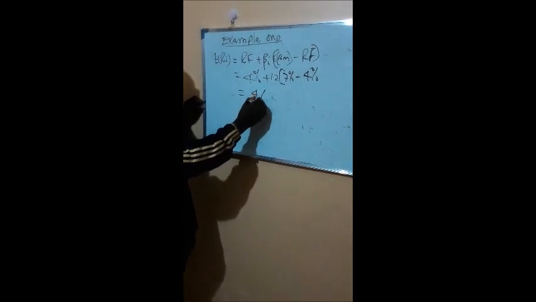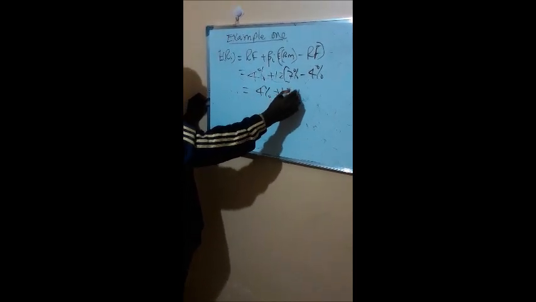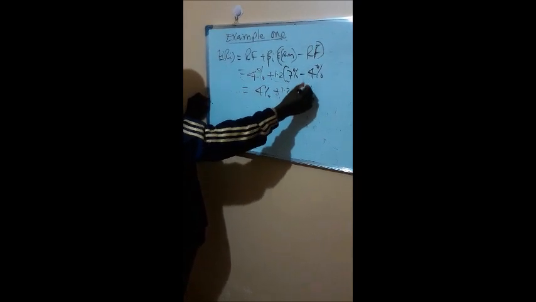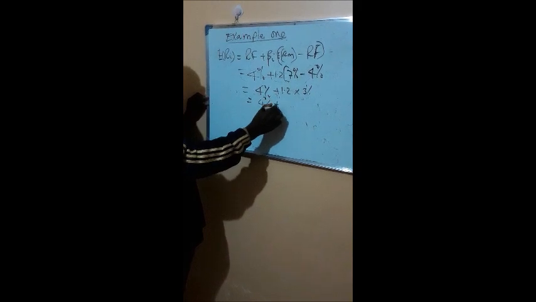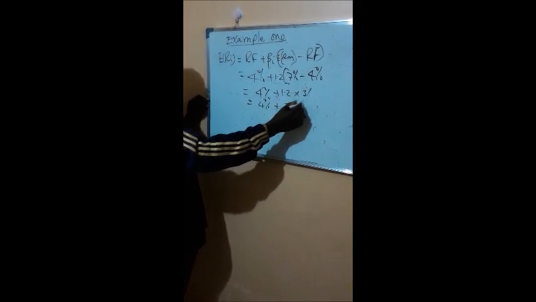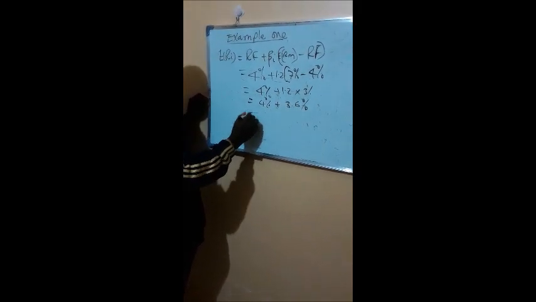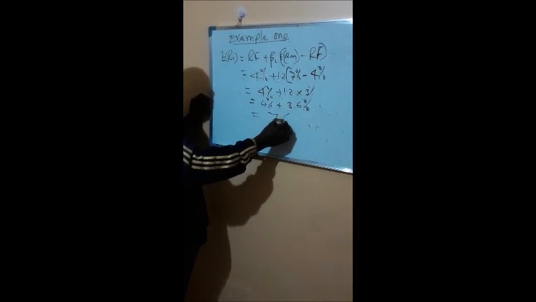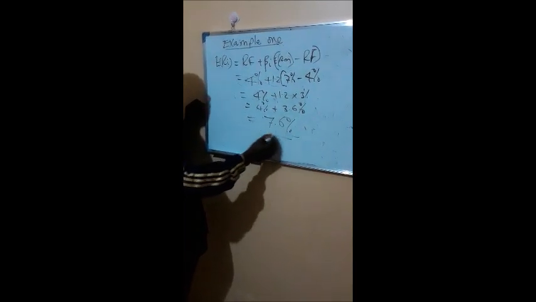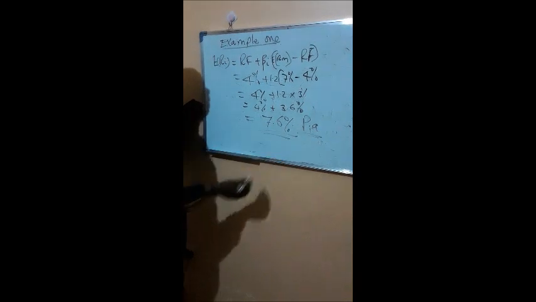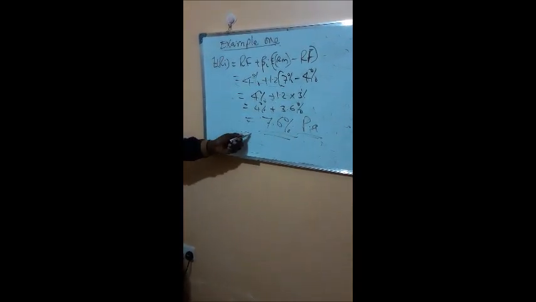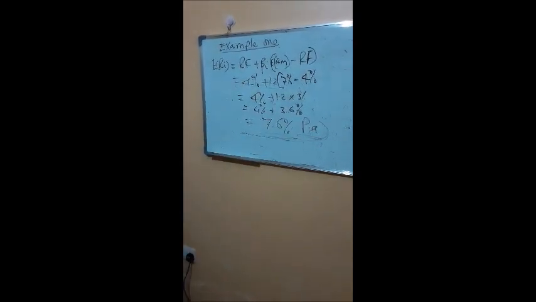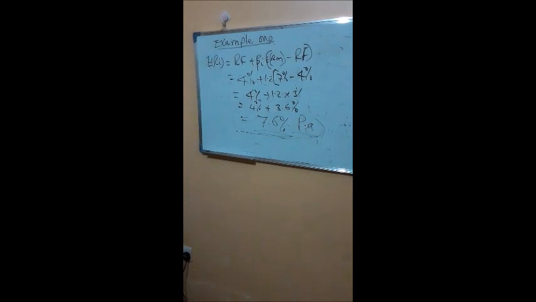So the expected return will be equal to 4 plus 1.2 times 3%, which is 4 plus 3.6%. So at the end, the expected return will be equal to 7.6% per annum. So in our example 1, based on the security market line, the return on the individual share will be equal to 7.6%.